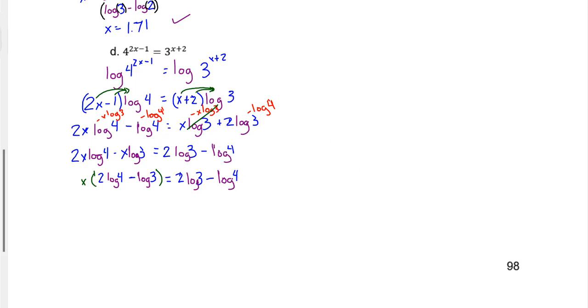Okay. Now that our x is isolated, we can divide by that 2 log 4, and do that on both sides.